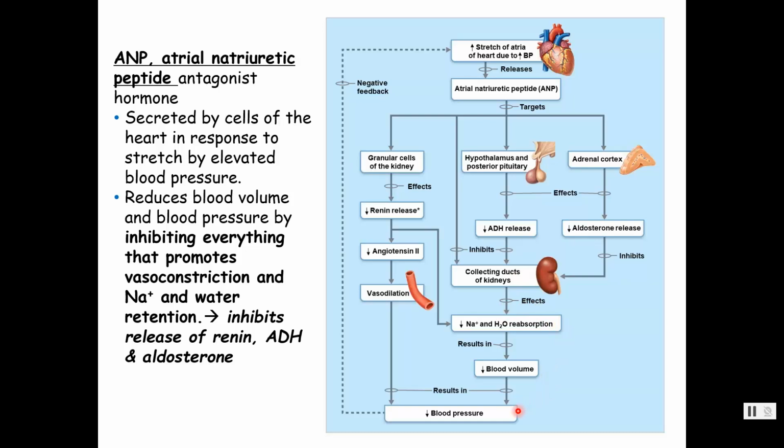So really, we've got all these things to raise it. So ADH, renin-angiotensin-aldosterone system to raise blood volume, blood pressure, and we only have one that drops it. And that is ANP. And just kind of remember, ANP makes you pee.